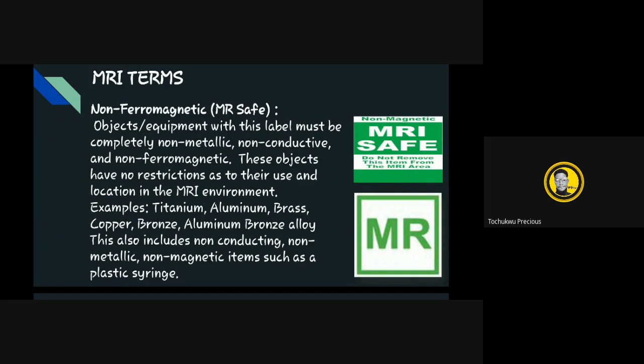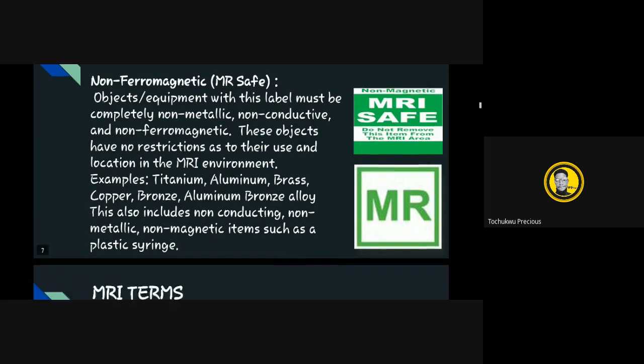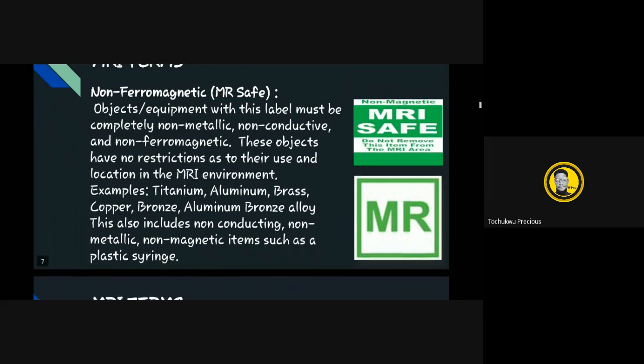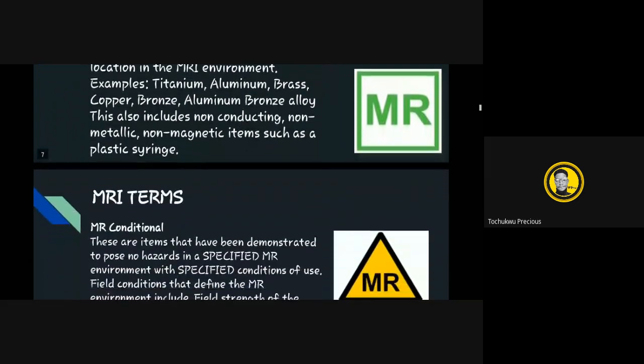These include plastic, aluminium, bronze. They also include non-conducting, non-metallic, and non-magnetic items. These items can be used in the MRI room. We can take them into the MRI room without any form of risk or harm or fear of any form of danger that may occur.